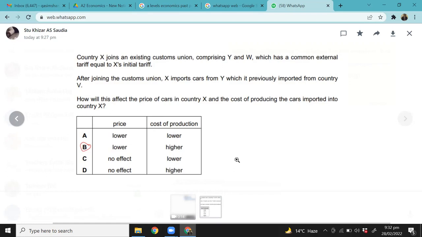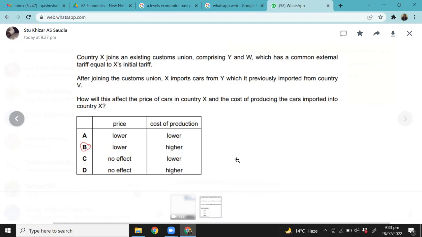Let's understand this. So previously there was a customs union between Y and W. Now X has also joined it. The common external tariff, what is a common external tariff, students, quickly? The tariff that you impose on non-member countries. The common external tariff means the tariff imposed on non-member countries who are not part of that group, right? So previously X had that tariff imposed, right? But now there is no tariff, because now X has become part of that union.